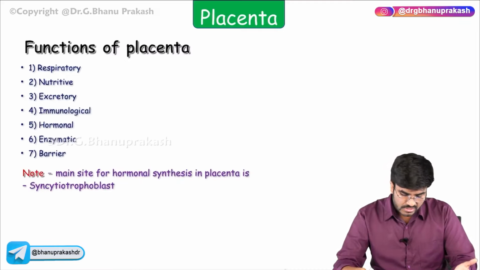Now, what is the raw material used by the placenta for the production of progesterone? For producing progesterone, what is the raw material? Progesterone is nothing but a steroid hormone. For the production of steroid hormones, the raw material should be cholesterol. LDL cholesterol from the mother.